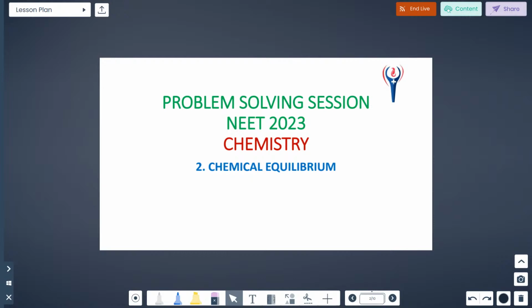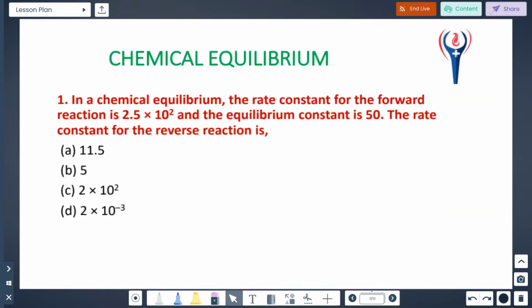Now let us see the first question in this chapter. Simple one. In a chemical equilibrium, the rate constant for the forward reaction is 2.5 into 10 power 2 and the equilibrium constant is 50. They are asking for the rate constant for the reverse reaction.